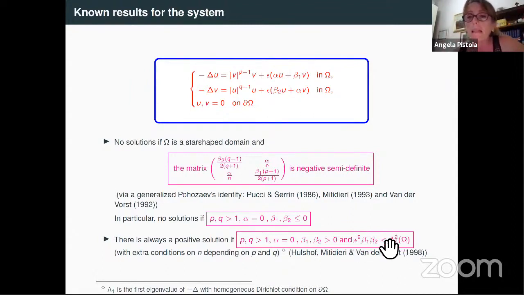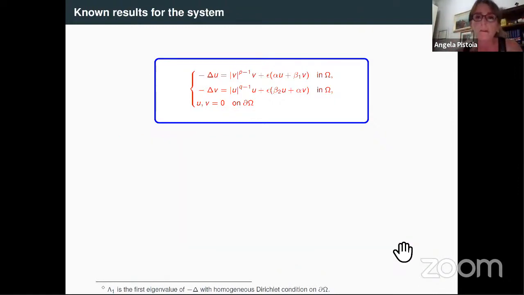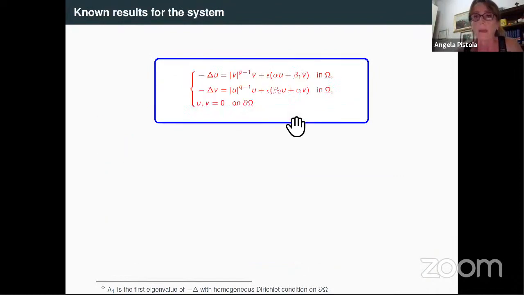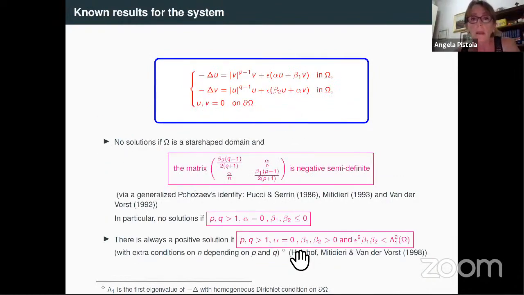Beta 1, beta 2 is less than the first eigenvalue of minus delta with the Dirichlet boundary condition, to the square. This generalized the previous relation I wrote for the Brezis-Nirenberg problem. Okay, so I can find a solution if this condition in this pink box holds. Okay, this is a sort of generalization of the previous result.